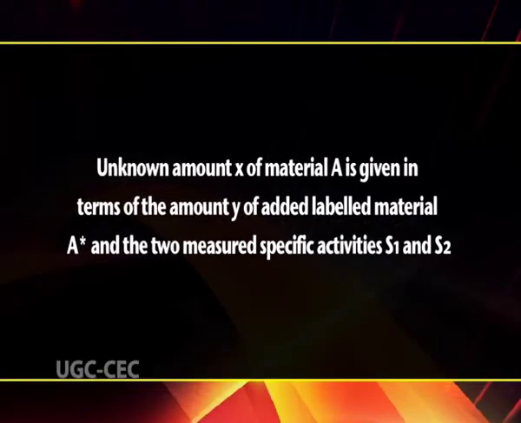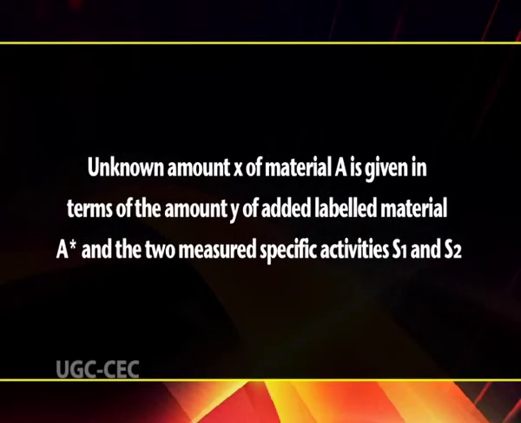The unknown amount X of material A is given in terms of the amount Y of added labeled material A asterisk and the two measured specific activities S1 and S2. Thus, by isolating a small fraction of the added aspartic acid and measuring the diminution in its specific activity, the aspartic acid content of the original sample can be determined.